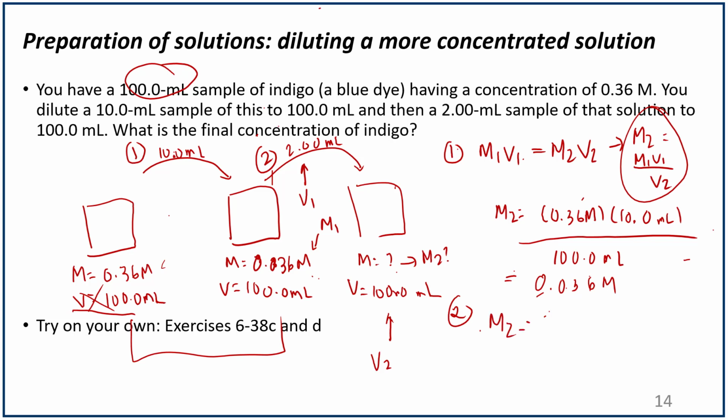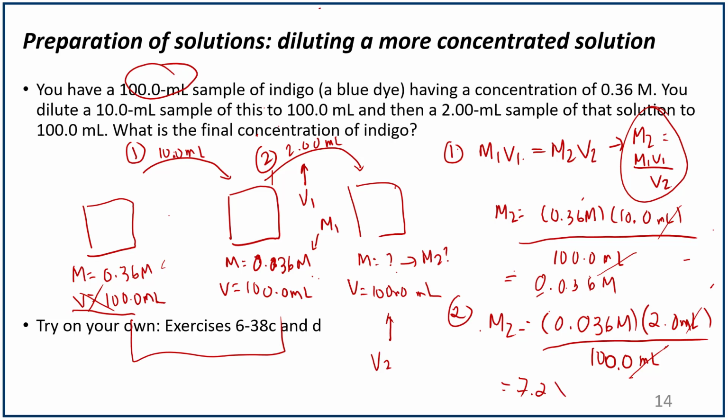So M2 is equal to, here M1 is the one we previously solved, 0.036 molar times 2.0 ml divided by 100.0 ml. And I forgot to show you that you can see ml will cancel out, so we're just left with molarity. So here M2 should be equal to 7.2 times 10 to the negative 4 molar.